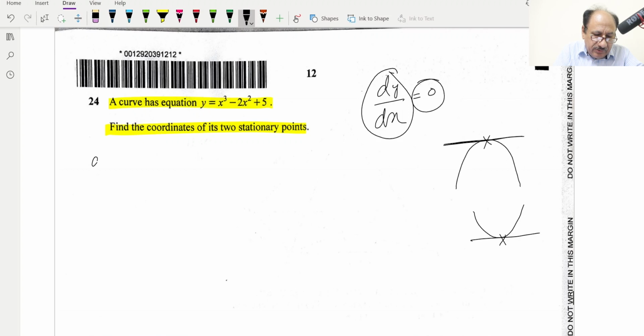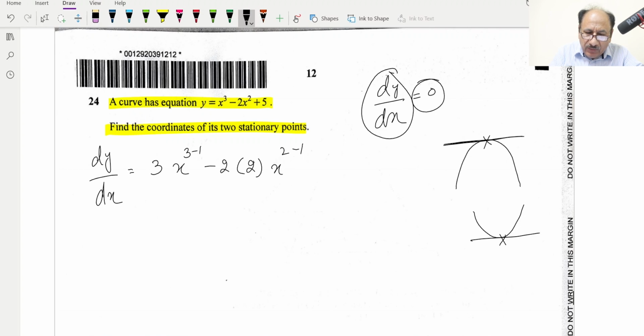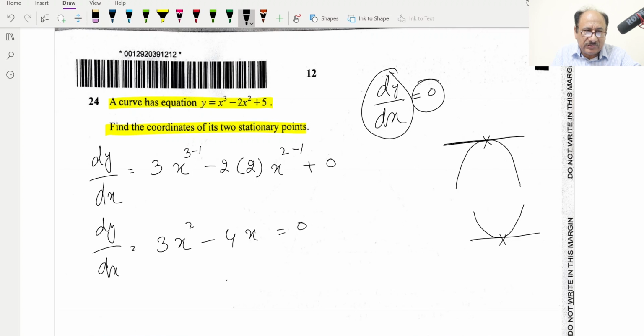Now we will write dy over dx, the first derivative. Taking the derivative, we pull the power first and reduce the power: 3 minus 1 is 2, then minus 2, pull the power first and x raised to 2 minus 1, and the derivative of a constant is 0. So dy over dx is equal to 3x squared minus 4x. We will put this equal to 0 because this is a stationary point.